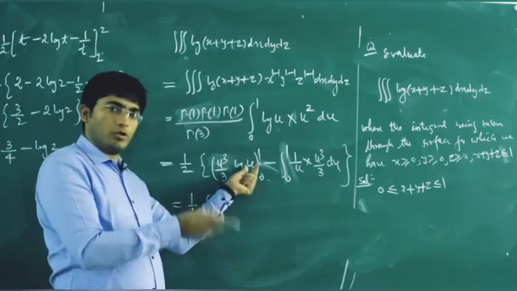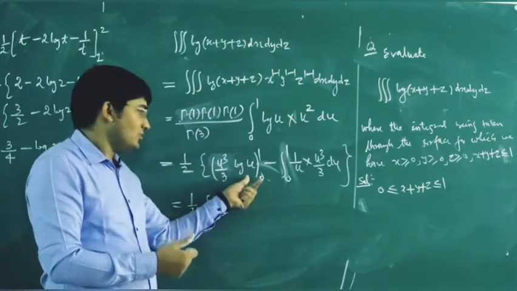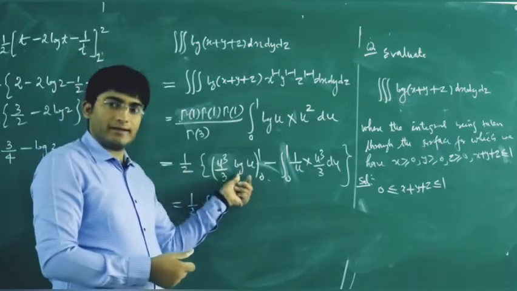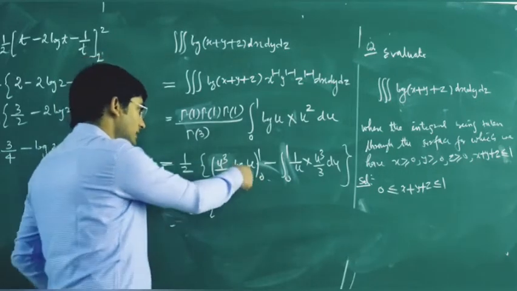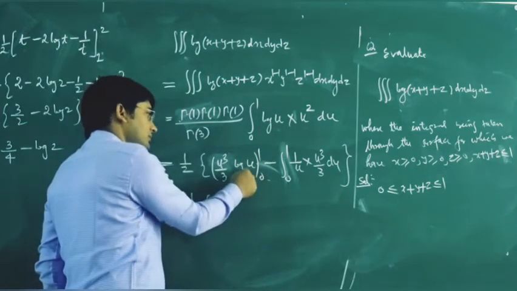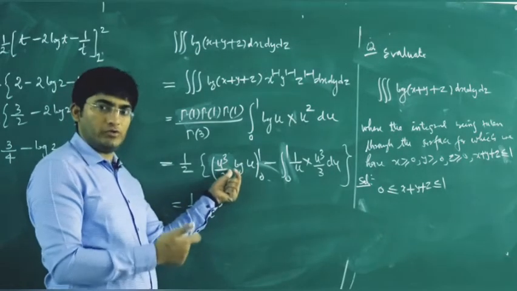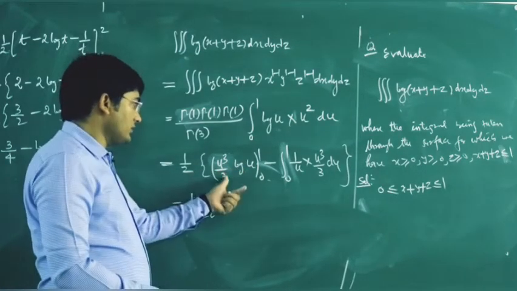Then the differentiation of log u will give you 1 by u, so we will get 1 upon u power minus 2, and then ultimately we will get 0 with the help of L'Hospital. So for the upper limit it is clearly 0, and for the lower limit we will use L'Hospital because it is of the type 0 into infinity. So ultimately it will give you 0.